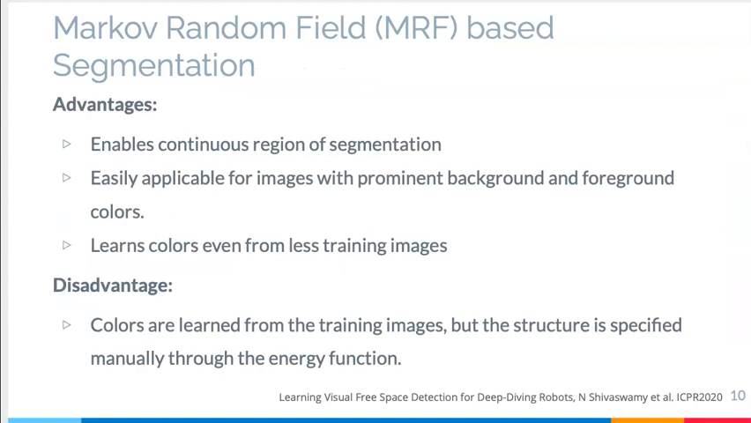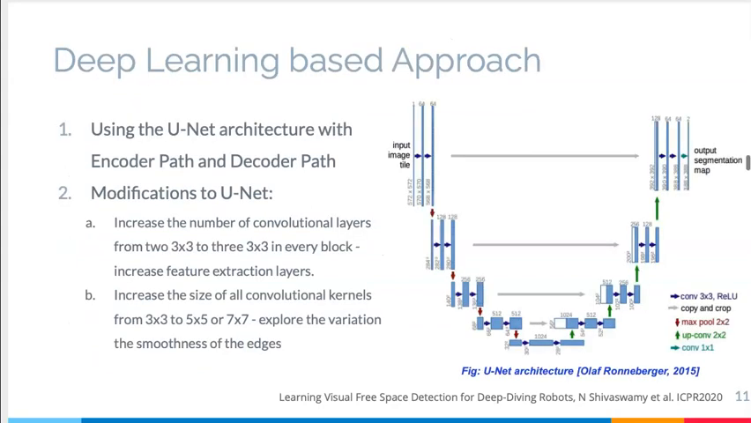The advantage of Markov random field is that it enables continuous regions of segmentation. It is easily applicable for images with prominent background and foreground colors. It learns colors from even fewer training images. The disadvantage is that the colors learned from the training images need a manual energy function.